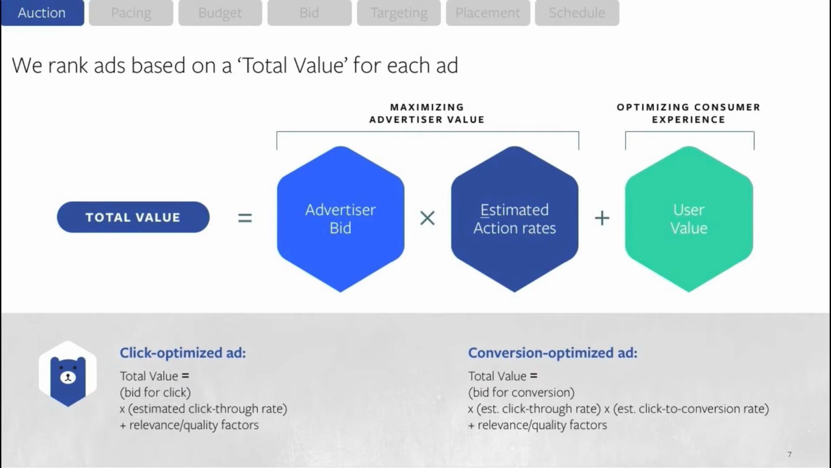I always get amazing questions from this slide, and I see them starting to come in quickly, so please keep them coming. We calculate total value based on three primary variables: the advertiser bid, estimated action rates, and the user value. The advertiser bid can be for one of a number of actions, whether that be clicks, conversions, or app installs. Estimated action rates are based on many factors, which I will speak about in more detail throughout this presentation.